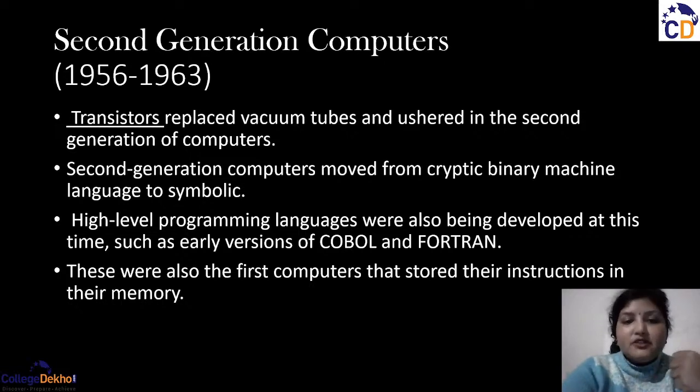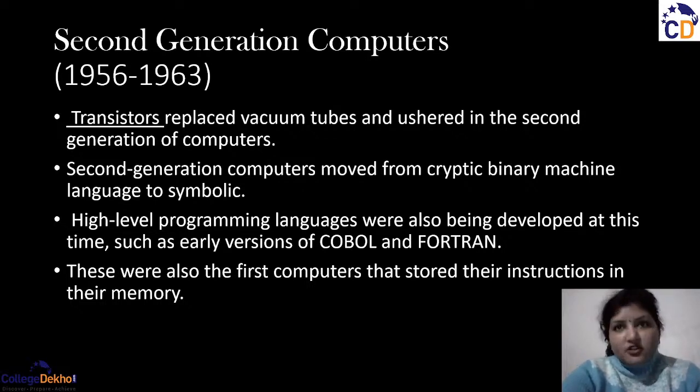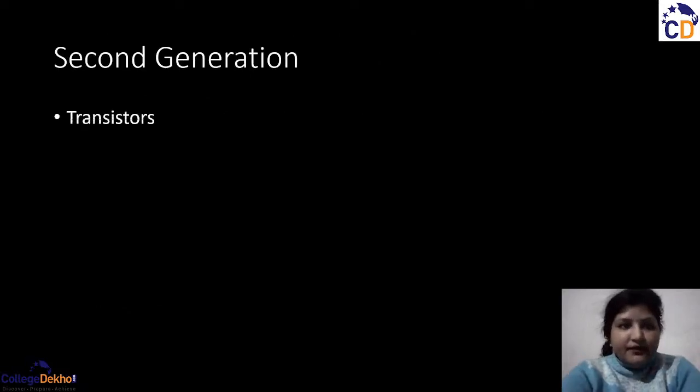Other programming languages were also being developed at this time. I told you about high level programming languages such as COBOL and Fortran. We were using them for calculations, right? They were also the first computers that store the instructions in their memory. So now you are able to store the instructions in the memory. Earlier also we used to have this, but there was a limitation in the memory space. Like, what is the limit to store the data?